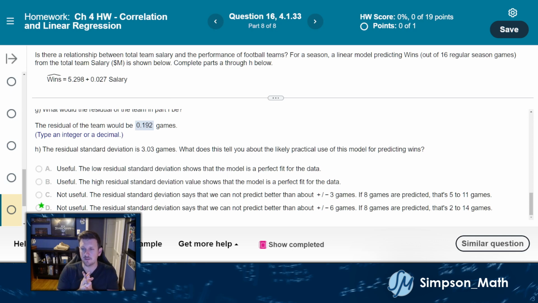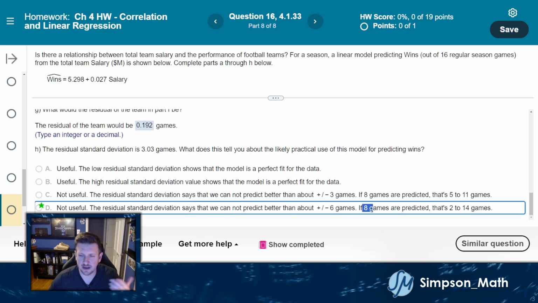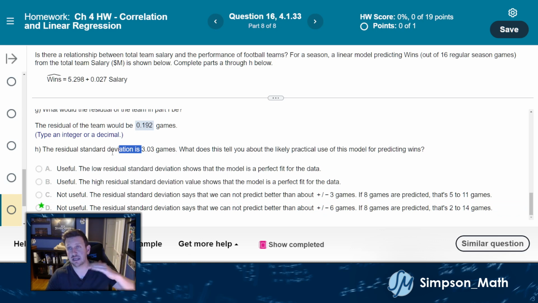So in this case, the standard deviation of the residuals is 3.03. So that's a plus or minus 6 games. If I go down 2 standard deviations, so down 3 games, down another 3, that's losing 6 games. Up 3, up another 3, up 6 games. That's a plus or minus 6 games. So notice here, just picking 8 at random, if 8 games are predicted, that's 2 to 14 games. If 9 games are predicted, that's 3 to 15 games. That's a really big spread. That's pretty poor prediction power because there's so much variability in the Y.